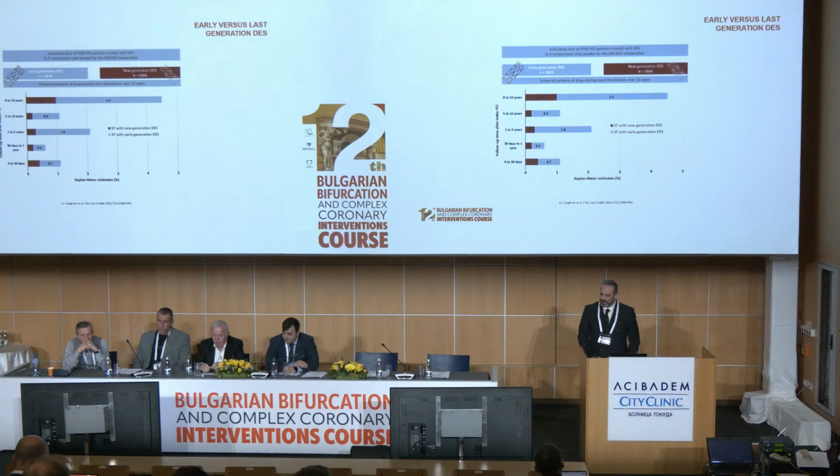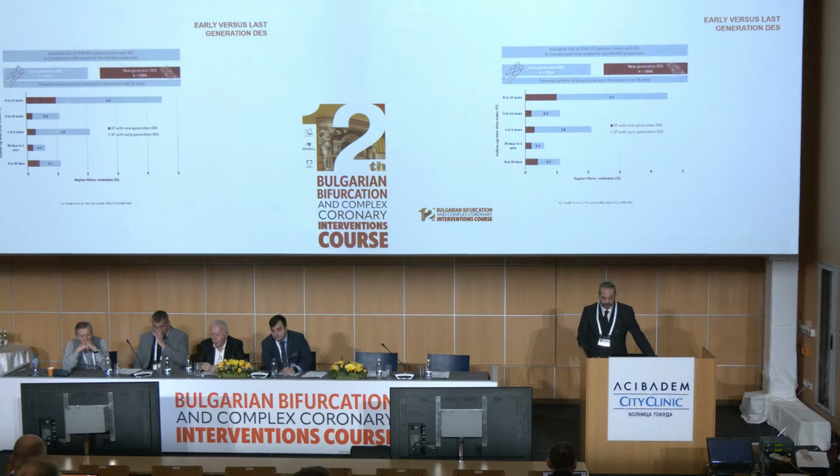If you look again at the comparison between early generation and new generation, with a couple of major estimates, you can see that the new generation has a clear decrease in the temporal pattern of in-stent thrombosis, while the early generation was still high at up to 10 years.